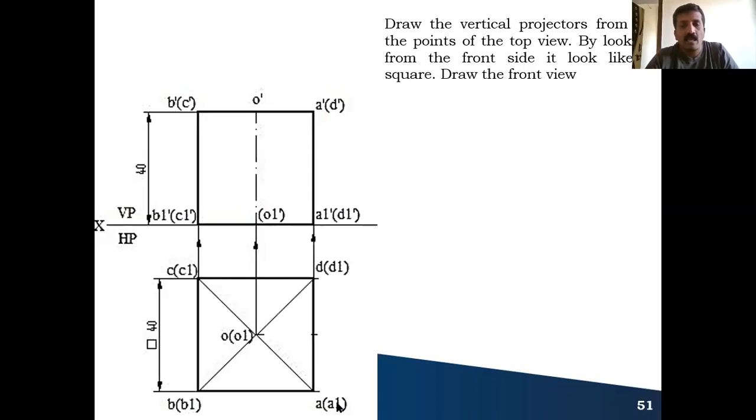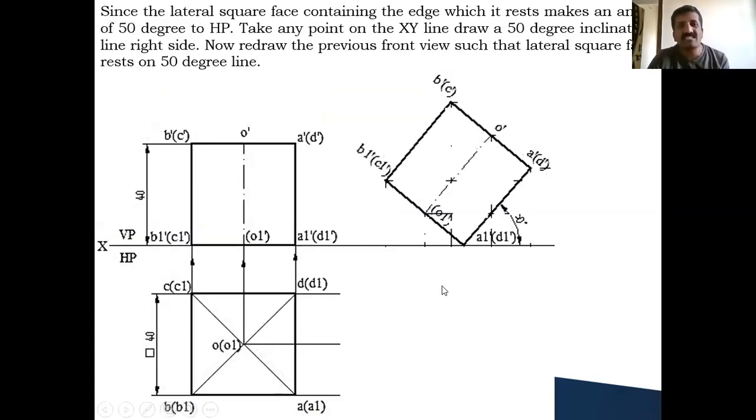Similarly, A1, B1 you can see; you cannot see C1 and D1. That's why C1 dash, D1 dash should be written within brackets. After this, for the next position, he has not given the axis inclination. What he has given is that the lateral square face containing the edge on which it rests makes an angle of 50 degrees with respect to HP.